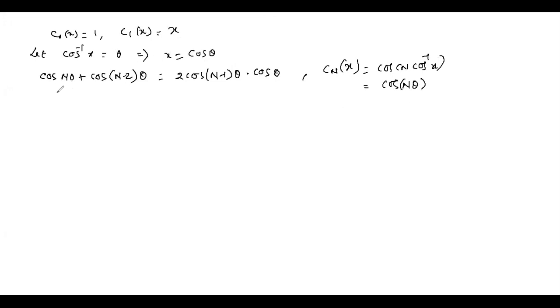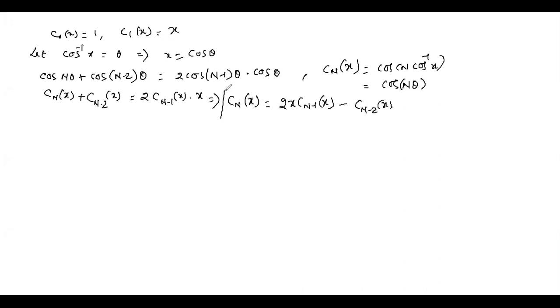Yes or not? Now see, cos(nθ) means, because cos⁻¹x equals θ which I have taken, Cn(x) plus cos((n−2)θ), which is C(n−2)(x), equals 2 times C(n−1)(x) multiplied by cos θ, which is x. So finally we get Cn(x) = 2x C(n−1)(x) − C(n−2)(x). Now I will use this equation to find the value of the Chebyshev polynomial for higher values of n. C0(x) and C1(x) are known to us.